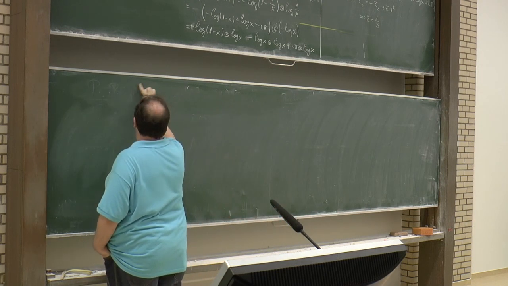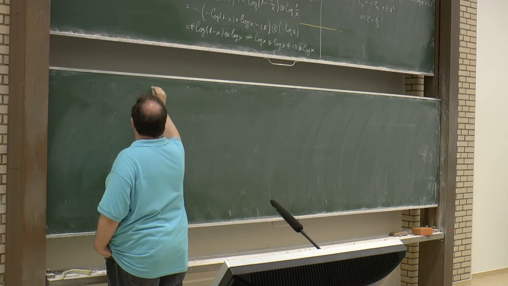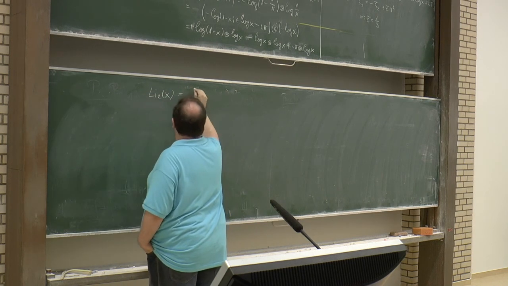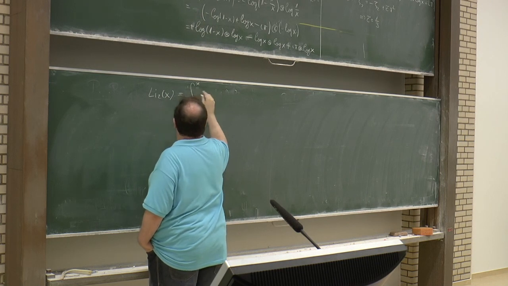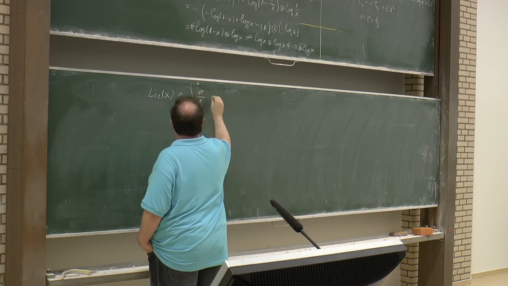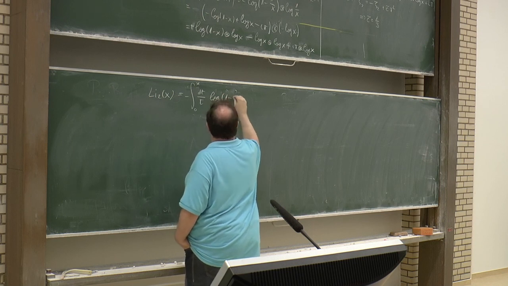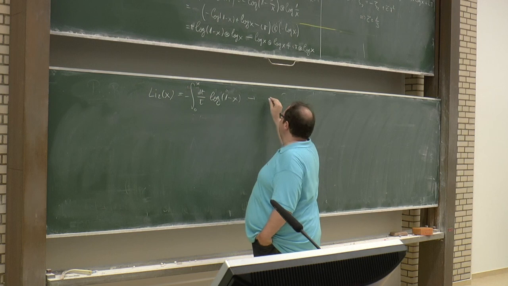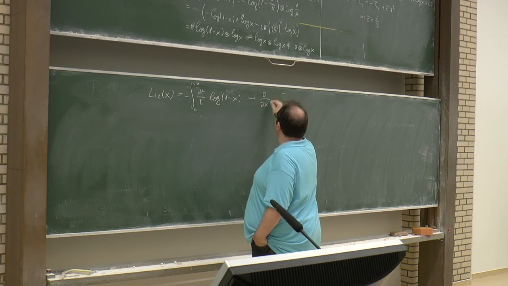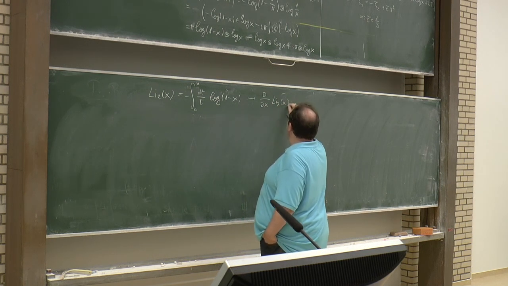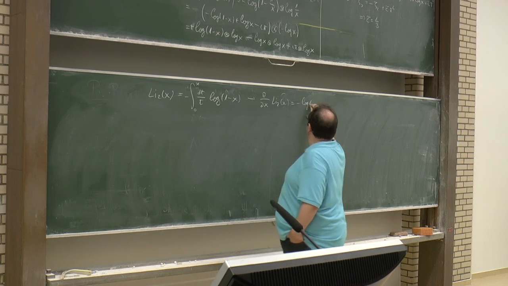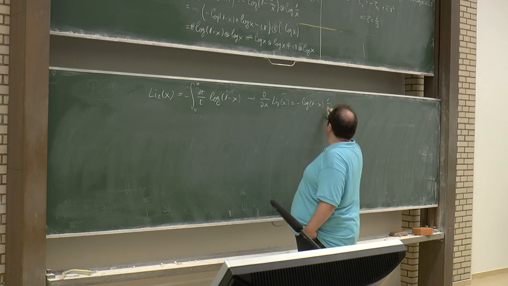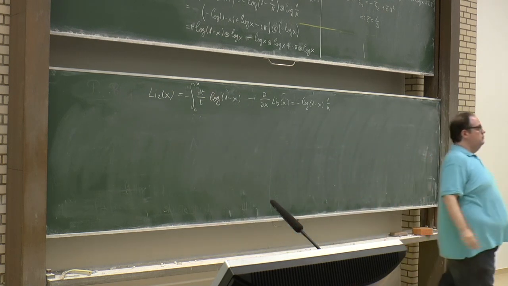Let's first look at the following. So you have Li2 of x. This morning we defined it like this. From this, I guess you agree that d over dx of Li2 of x is minus log of 1 minus x, times 1 over x.